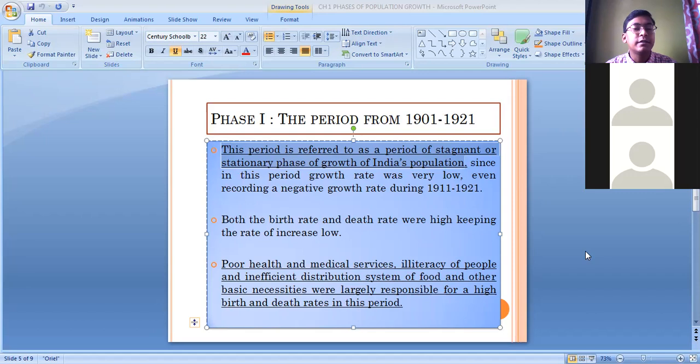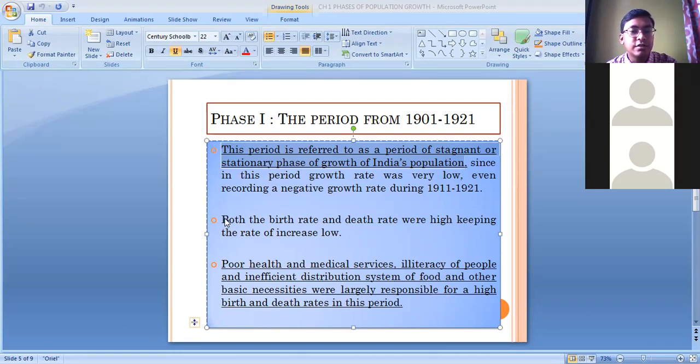And there were certain reasons responsible for it actually. During 1911 to 1921, the population, instead of increasing, it decreased actually. There are certain reasons. See. So basically, during this time period between 1901 to 1921, both the birth rate and the death rate were high, keeping the rate of increase low.